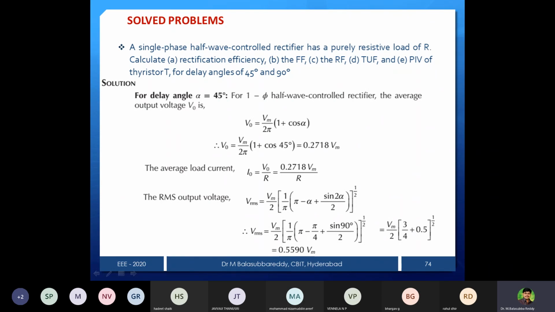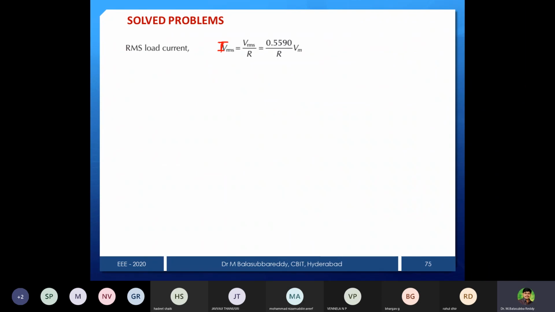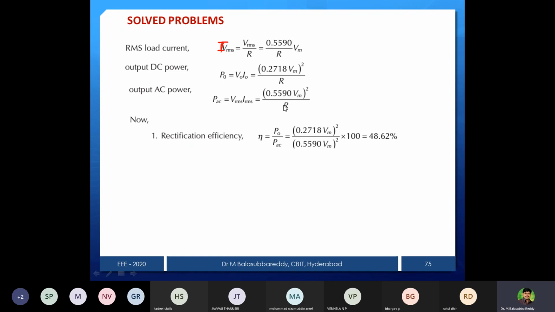If you do it, 0.559 into Vm, so that is the VRMS. And similarly we can find IRMS. How will you get the IRMS? VRMS by R. So now I know VDC and VRMS, IDC, IRMS. So just find the efficiency. Efficiency is P out by P in. So P out is V out into I out or VDC into IDC, and then AC power will be VRMS into IRMS, and simply find the efficiency. That is the first bit.